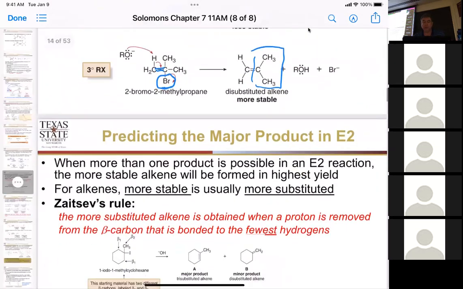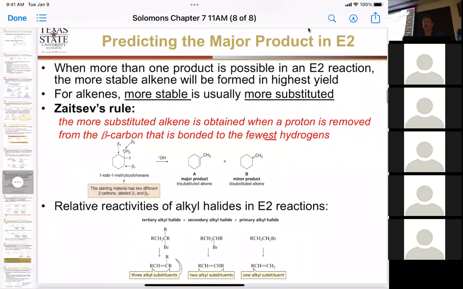Okay, so let's start predicting the major product of our E2. Which way is it going to go? So now this is our question. We actually have a rule for this. We call this Zaitsev's rule. Zaitsev's rule says that you will always get the more substituted alkene as your major product.